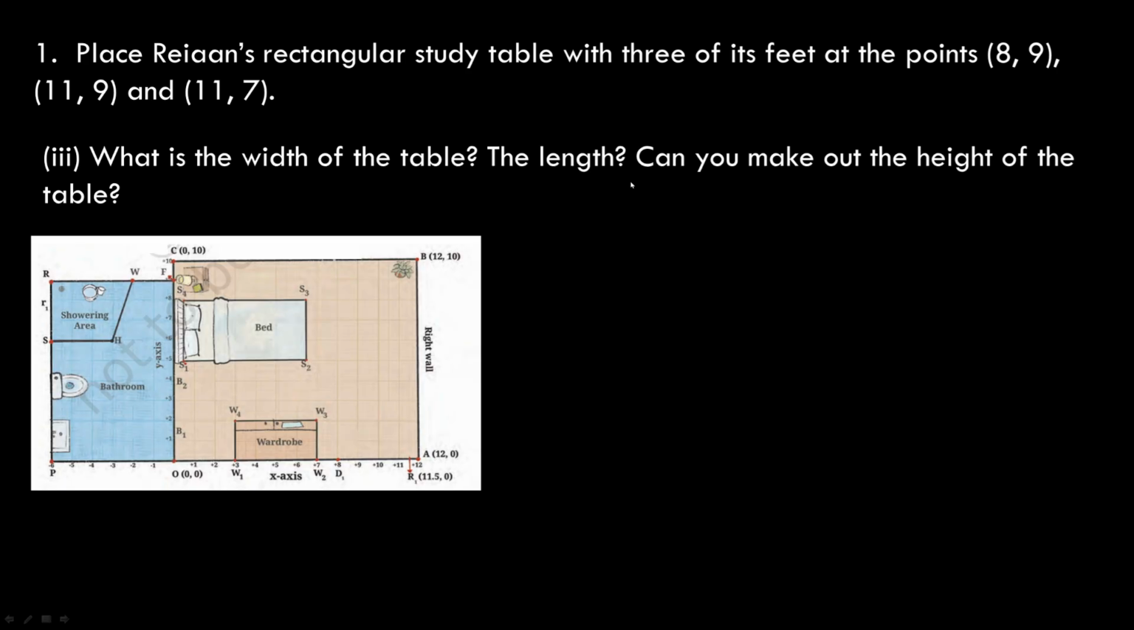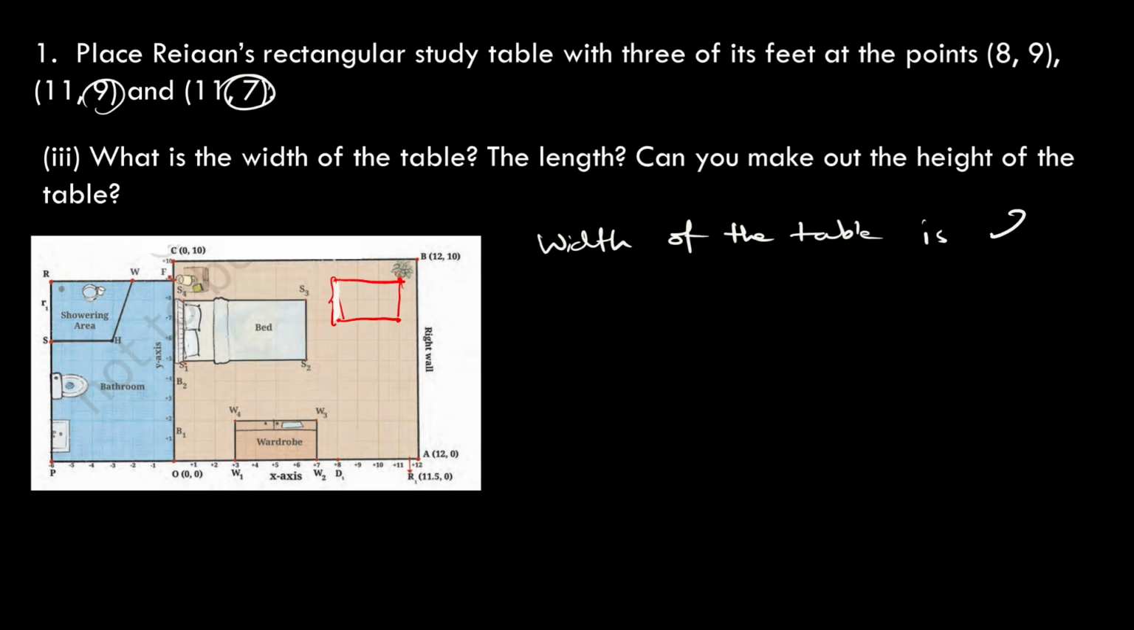What is the width of the table? The length? Can you make out the height of the table? Wait, I have to draw my table again. There is (8, 9), (8, 7), and then 11. So what is the width of this table? By looking at this, we can see that this white part is going to be the width of the table. We can just do this by getting the difference, and we will get that the width of the table is 2 units. And let's make out its length.